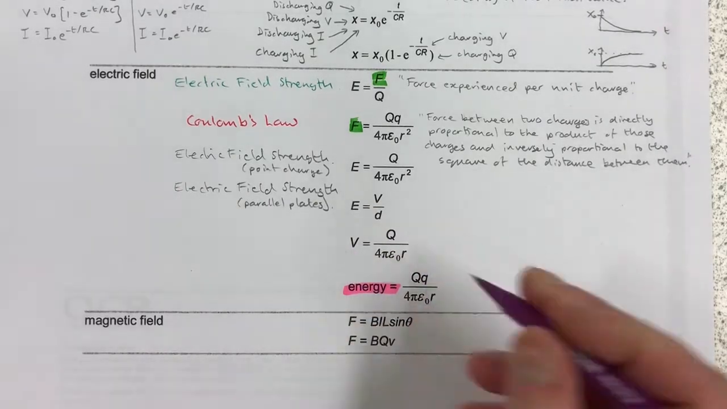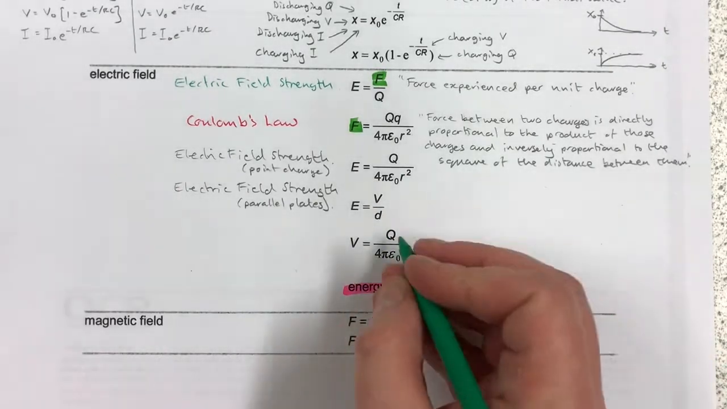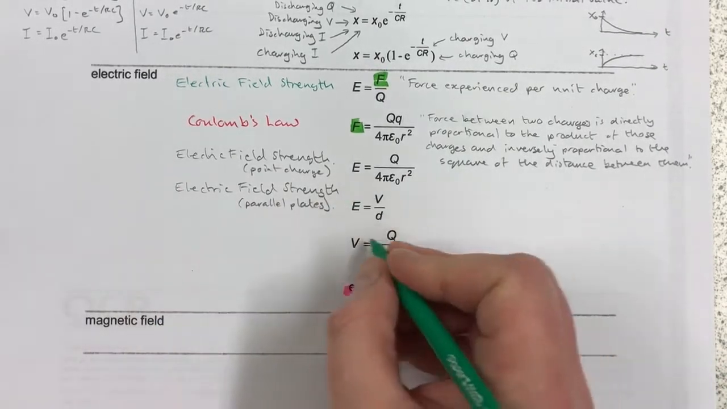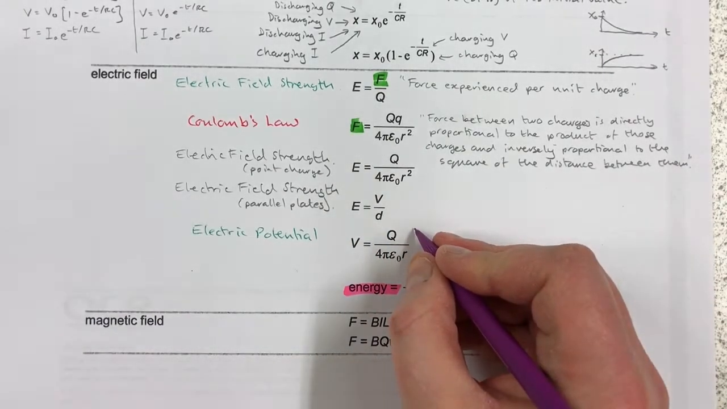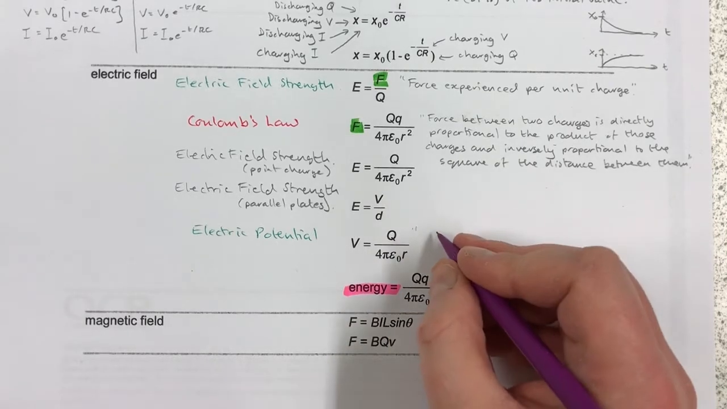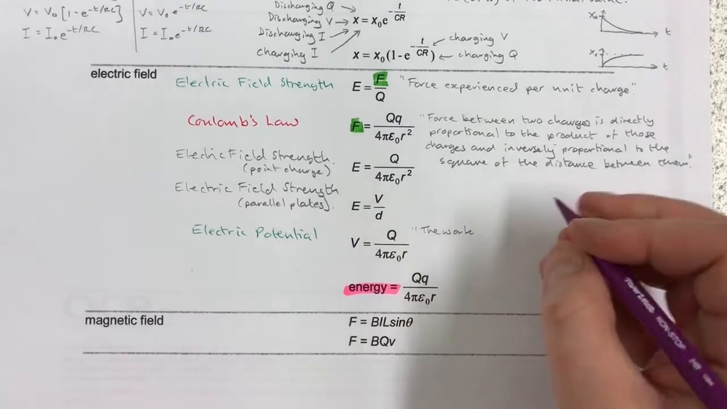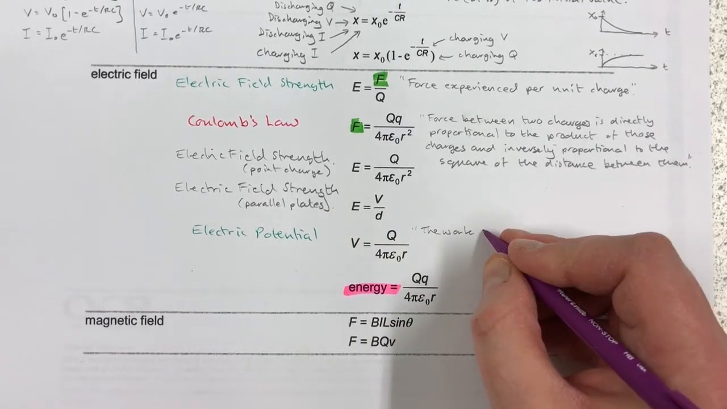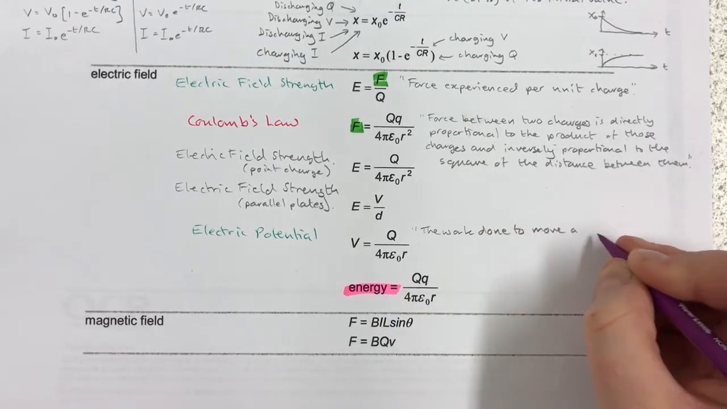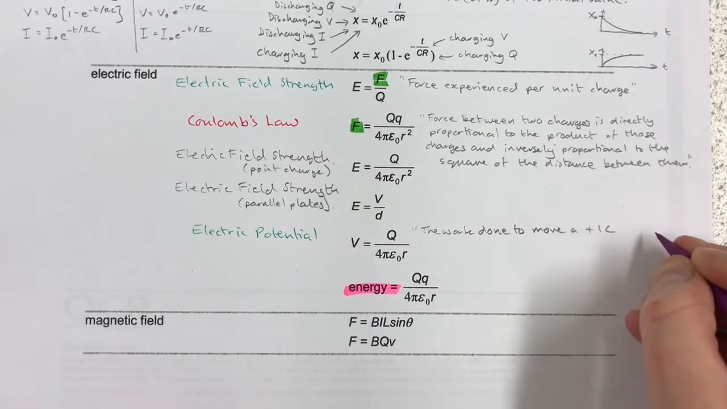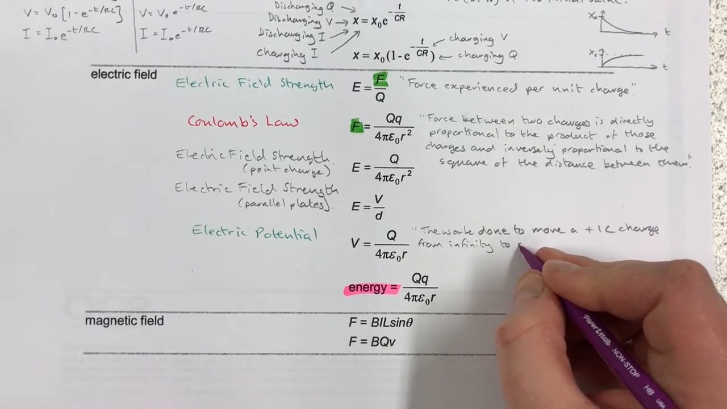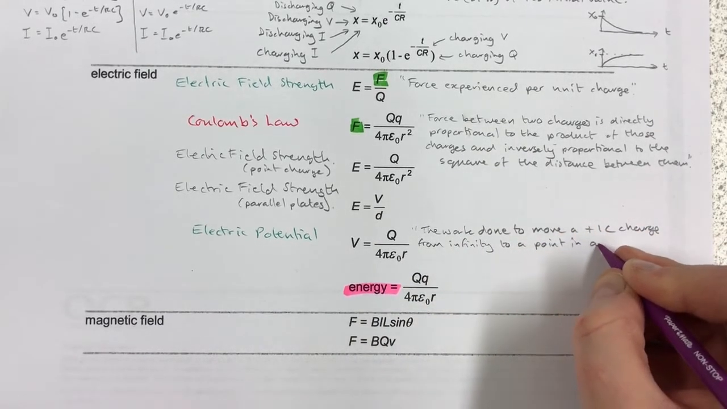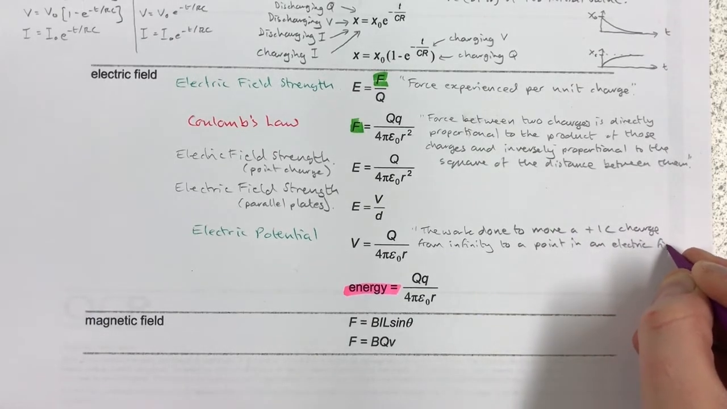Next one, this V is a definition. This is electric potential, and this is not one where you would say what you see with regards to the equation. This one you'd have to say the definition of electric potential is the work done to move, very specifically, a +1 Coulomb charge from infinity, where the potential is 0, to a point in an electric field.